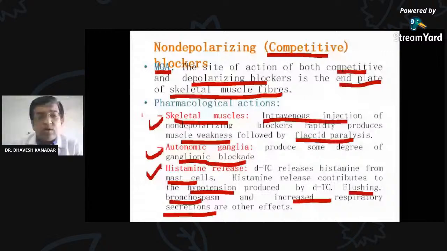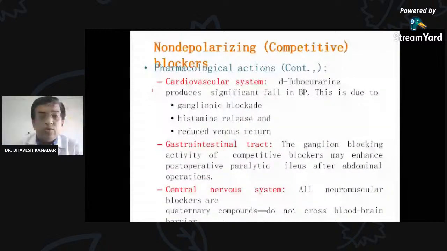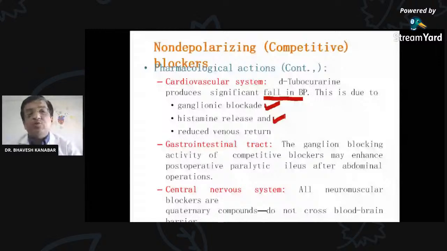Then on cardiovascular system, DTC produces a significant fall in blood pressure. This is because of ganglion blockage, histamine release, and reduced venous return. Remember, in histamine release also we have seen that there is hypotension. Because of the DTC, there is histamine release, and histamine release leads to hypotension. So the fall in BP is because of three actions: ganglion blockage, histamine release, and reduced venous return.